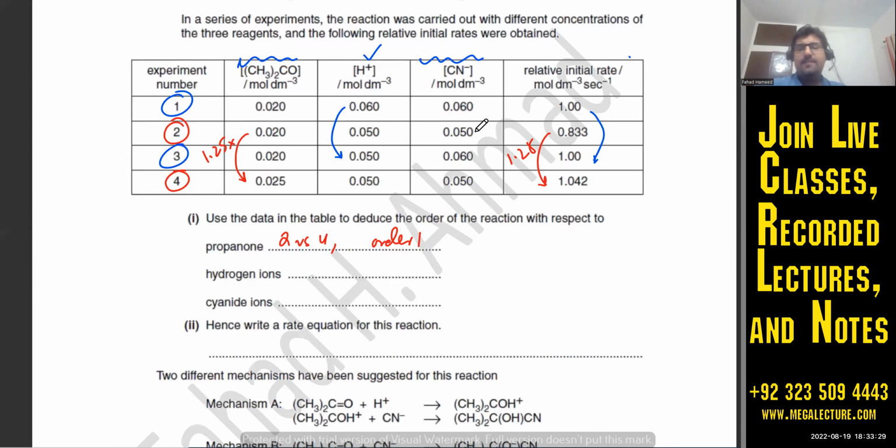So you can clearly see the concentration decreases from 0.060 to 0.050, right? So you can clearly see that there is no change happening. What's our order with respect to H plus? It's going to be zero order. That's order zero. And which experiments did we compare? We compared 1 and 3.